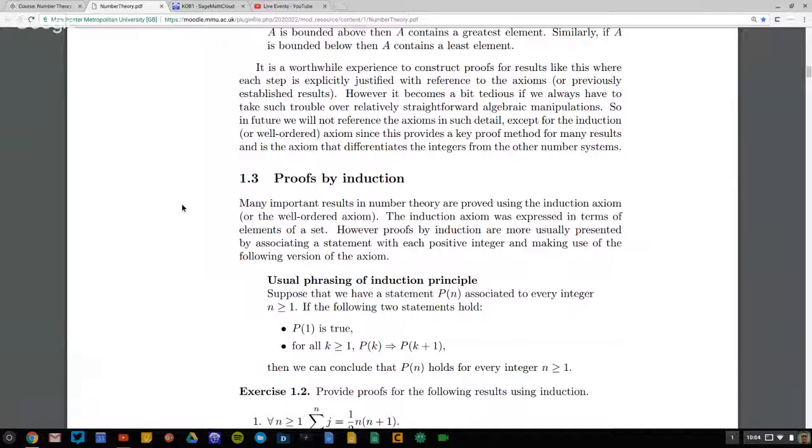So if we're going to be studying the integers in detail in this number theory course, a lot of it is going to turn on this principle of induction, and we'll be looking out for the key important things through the course which are based on induction.